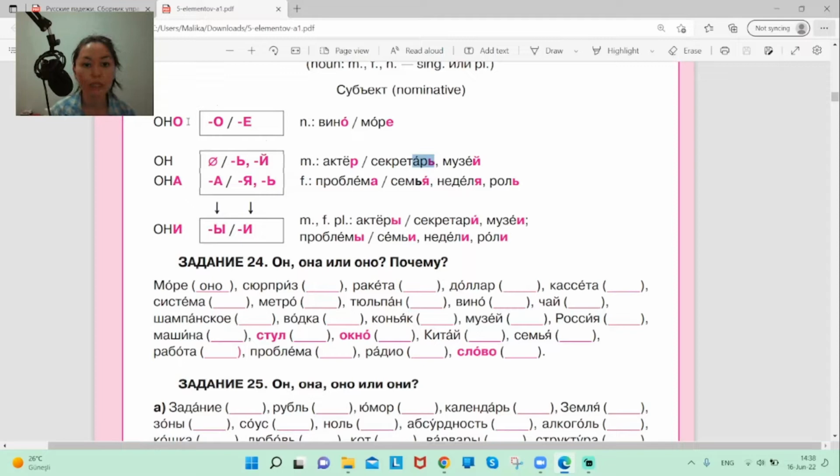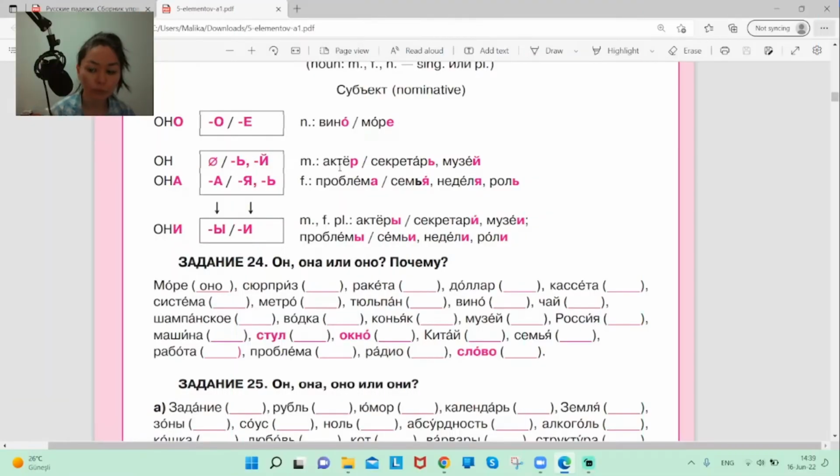For now, let's take a look at оно, which ends in o. Оно, it. So a word that ends in о or е is neuter. So вино, wine. Вино это оно. Море это оно.